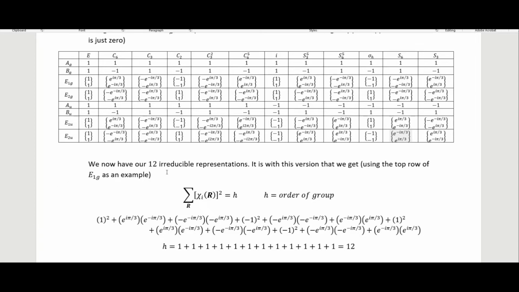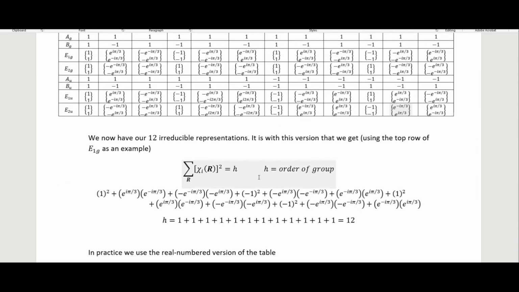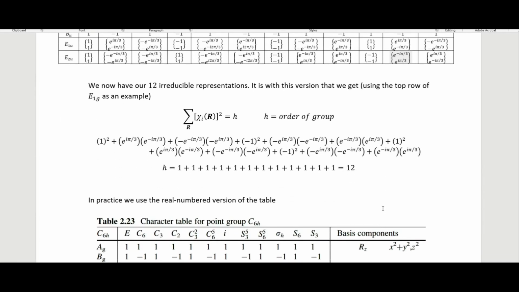And so we now have our 12 irreducible representations. It's with this version that we can get the addition of each of the squares here. For these complex numbers, I've just multiplied by the complex conjugates in each case, but it still just gives us 1, and so we get our h equals 1 plus 1, 12 times, up to 12, and so we get our h equals 12, and that's what we wanted to get.